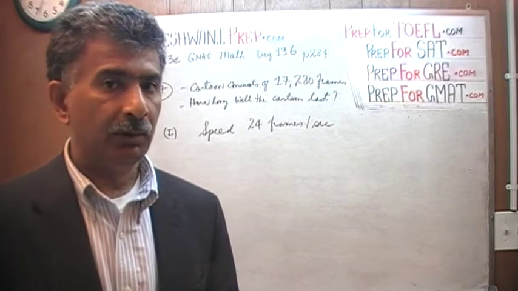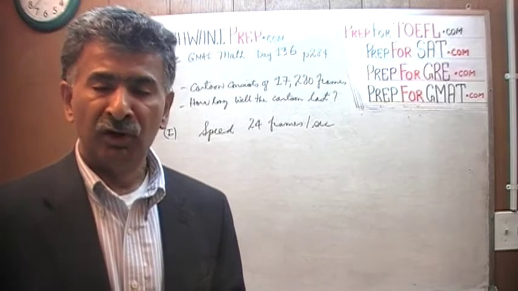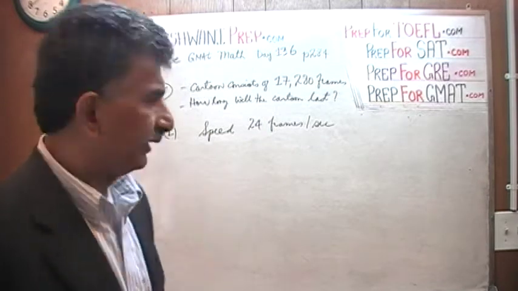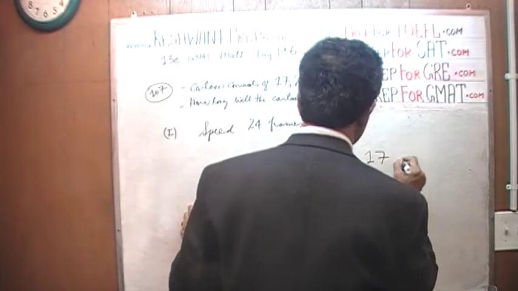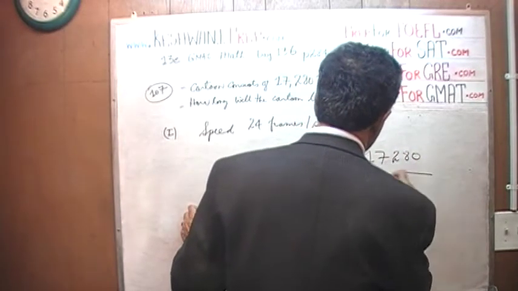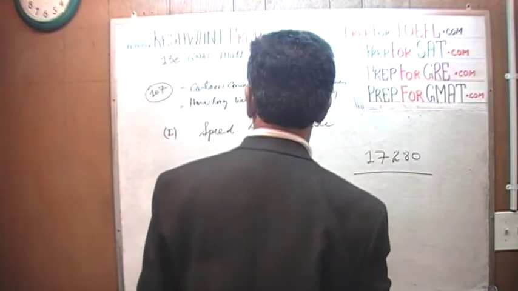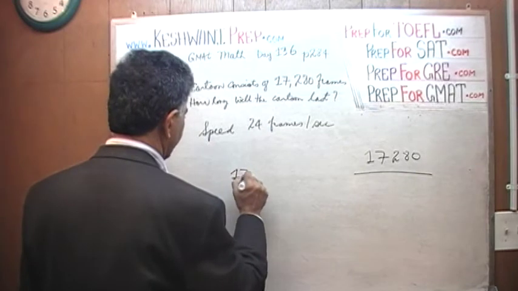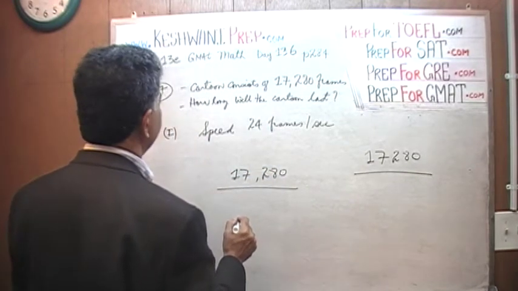Not only do we have to do it manually, but we have to do it efficiently and, of course, correctly. You cannot take an inordinate amount of time doing a long, lengthy, excruciating calculation. You have to do it in a simple way. Let's do it together. Enough of the sermon. 17,280 divided by 24.